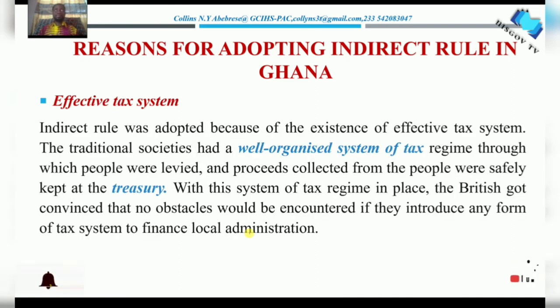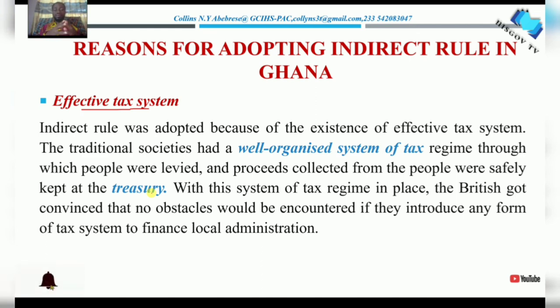So let's look at the last one, and then we'll bring our discussion to an end. There was also an effective tax system. You know, and all these things, you have learned it in your previous lessons. That is somewhere in Form 2 and Year 11. You know, the political system of African countries was so complete that it had almost every feature. A proper taxation system was in place in the political system or administration. So there was no need for the British to bring in any new thing.